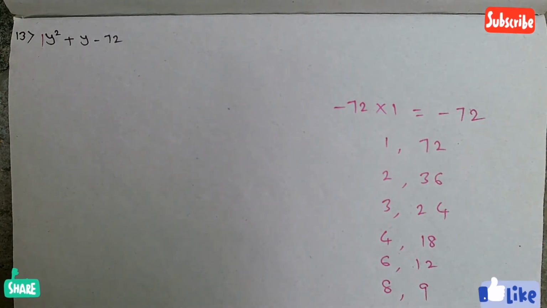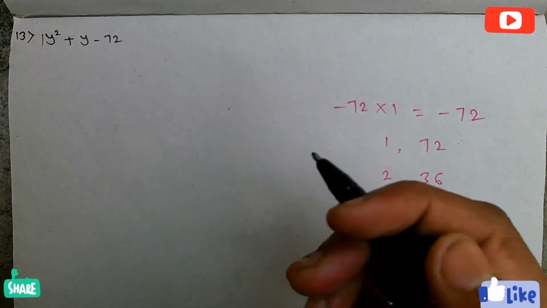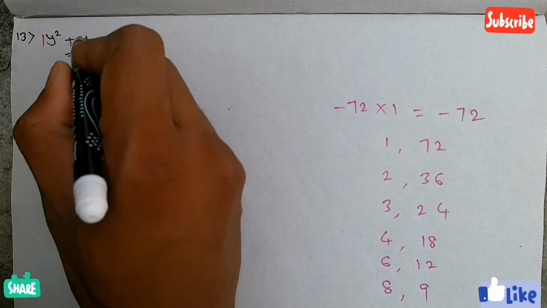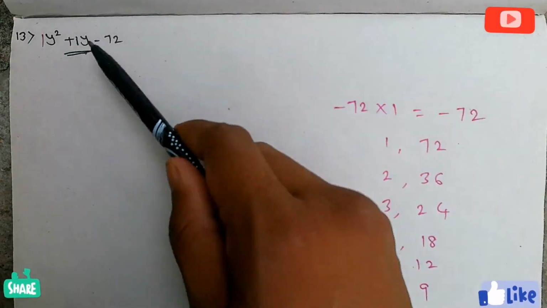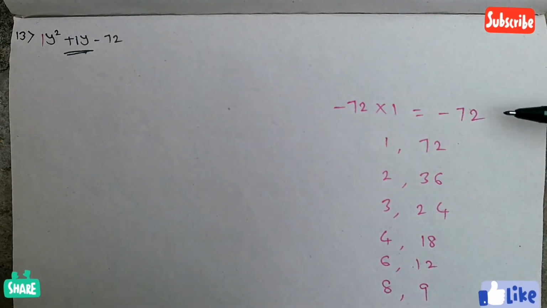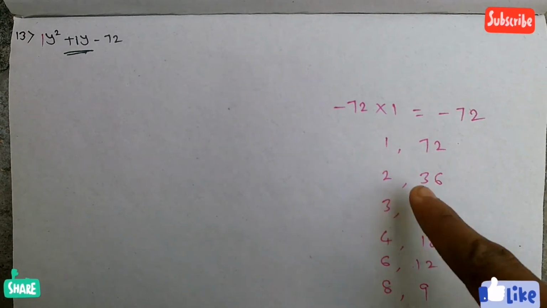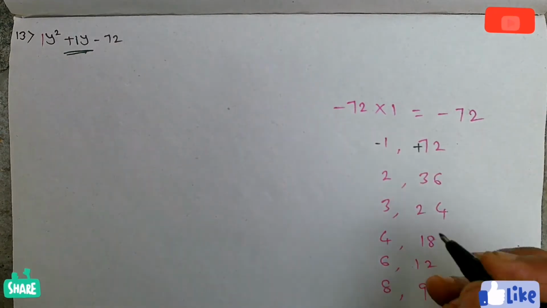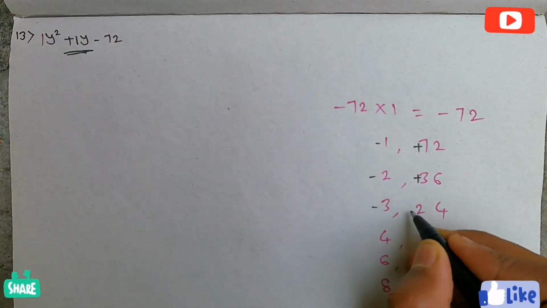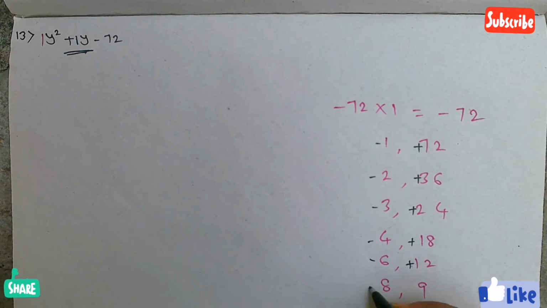From these 6 possibilities we need to pick one which satisfies the middle term, that is plus y. Plus y is nothing but plus 1y. So plus 1 should be satisfied. Here the middle term is plus, whereas the product is minus. Middle term is plus, product is negative, means out of the two numbers from the pairs, the bigger number should be positive, and the smaller number should be negative. Negative, positive, negative, positive, negative, positive, negative, positive.